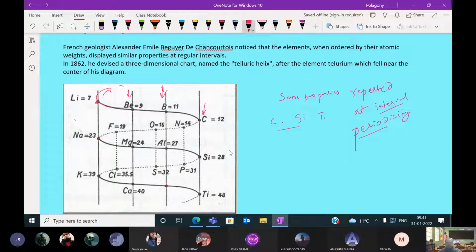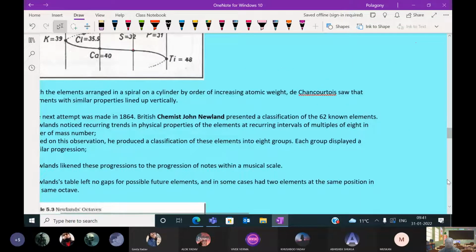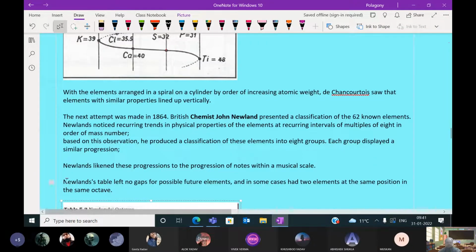This is not in your syllabus, don't worry. I took it just for the classification. The next one is with the elements arranged in a spiral on a cylinder in order of increasing atomic weights. Chancourtois saw that elements with similar properties lined up vertically. This classification was not that successful, but from it we can get the point that elements are arranged systematically in increasing order of their atomic weights, and same properties are repeated at regular intervals. That was the concept that came.